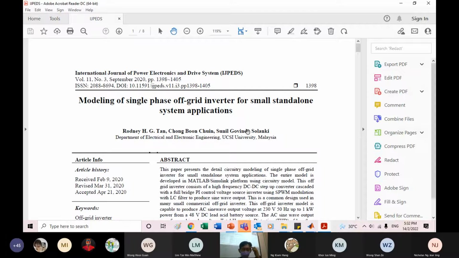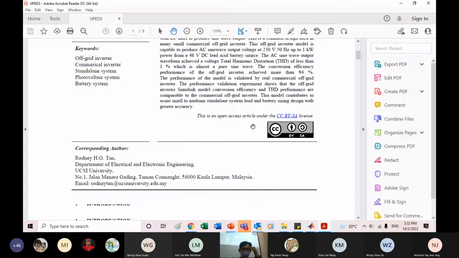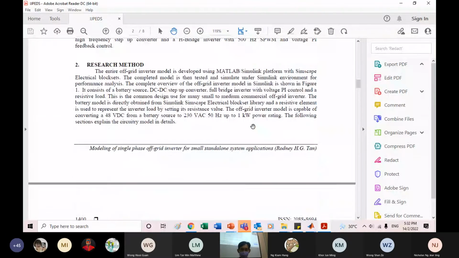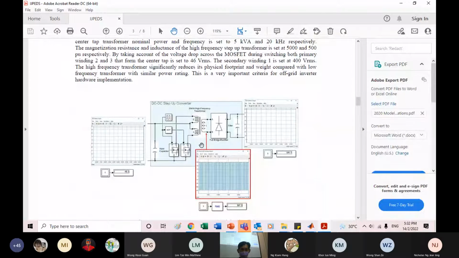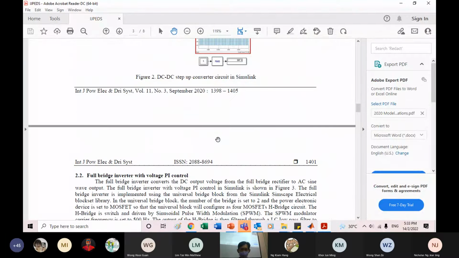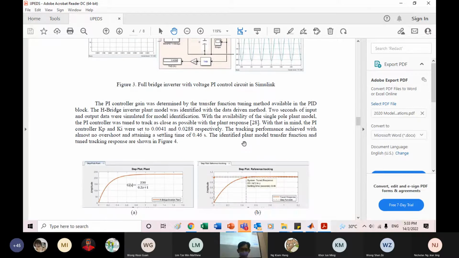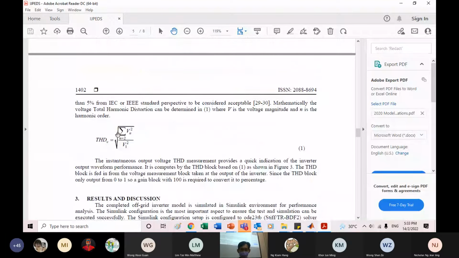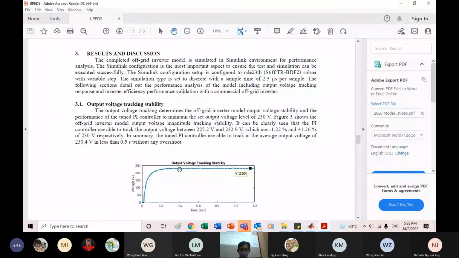Okay, he straight away published in a journal. This is a Q2 journal, back in 2020. So it's a very good paper. And you can see this is a model. He explained how this thing works in detail, and even shows how the waveform will look like at every stage. And then the full bridge and the PI control, what values are set and why these values are set, and how THD is calculated, and then the tracking stability of the output.